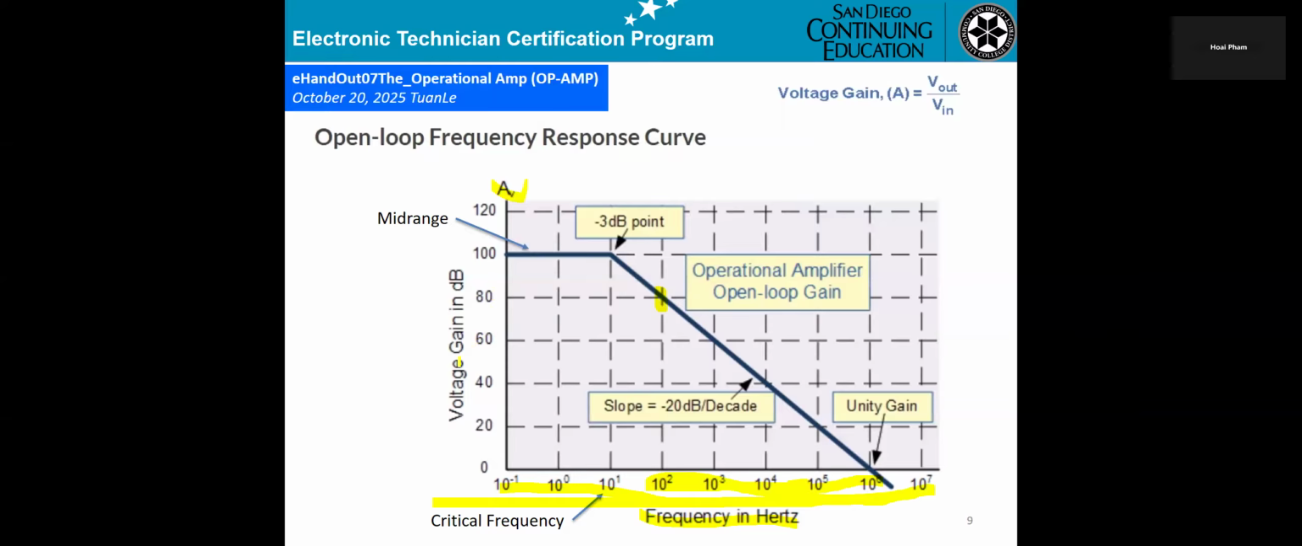Okay, so the bandwidth will be wider, and you keep going. Okay, to this point, then 10 power of 3, 1000 hertz, and the gain goes to 60 dB. And the last one, at this point, the frequency goes to 1 megahertz, okay? And the gain will be 0.